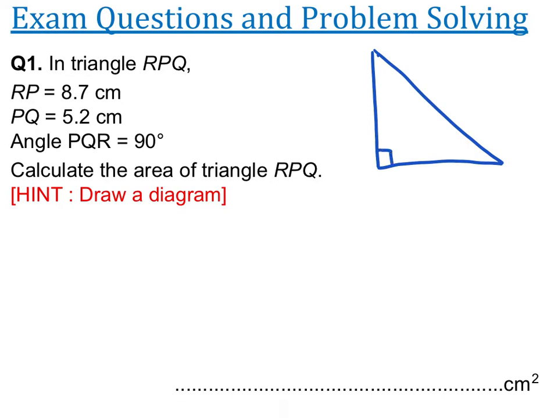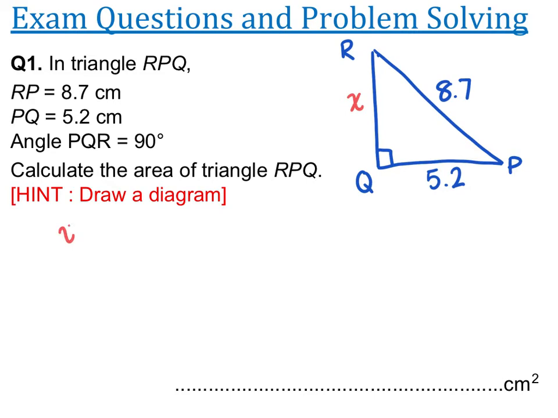So we know that P to Q to R is 90 degrees, so that means the angle at Q is there, and then you can put the other two letters in any direction that you want. I'm going to put R up there and P down there. R to P is 8.7, and P to Q is 5.2. So what we need to do to find the area of this triangle is we need to find the height of this triangle. So we need to find out how long it is from R to Q. I think this is just going to be a Pythagoras question if I'm going to be honest.